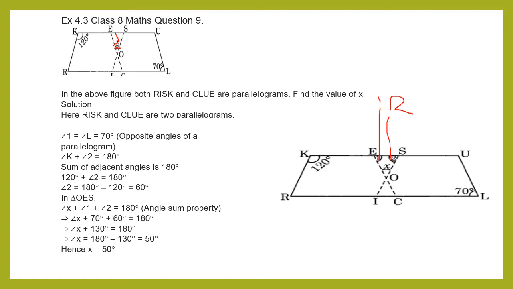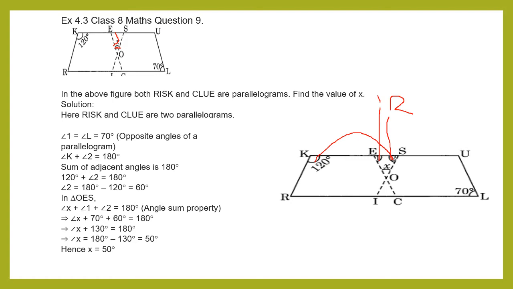Then if we come to the RISK parallelogram, angle K plus angle 2 is equal to 180 degrees. I hope you can understand this one, children. Angle K plus angle 2 is equal to 180 degrees. Why are these two angles equal to 180 degrees?